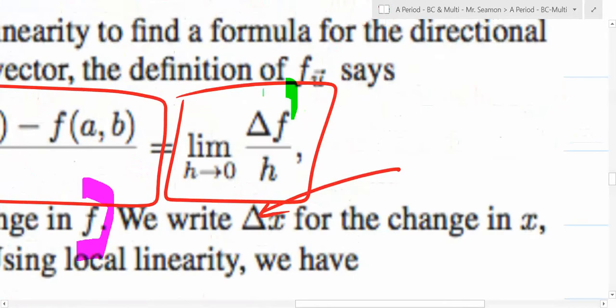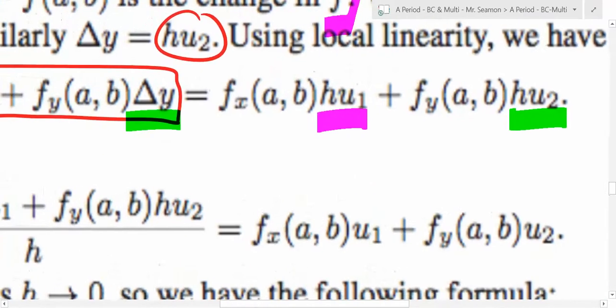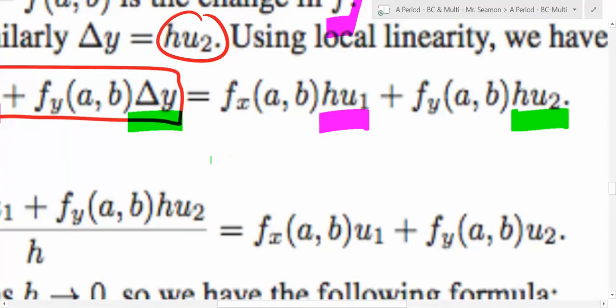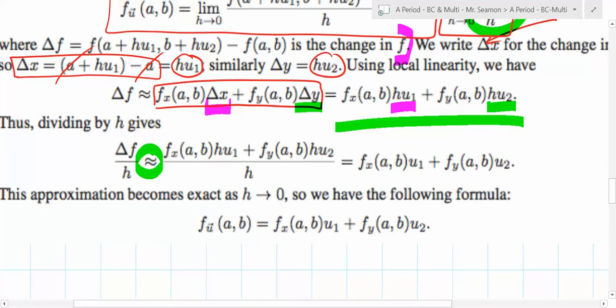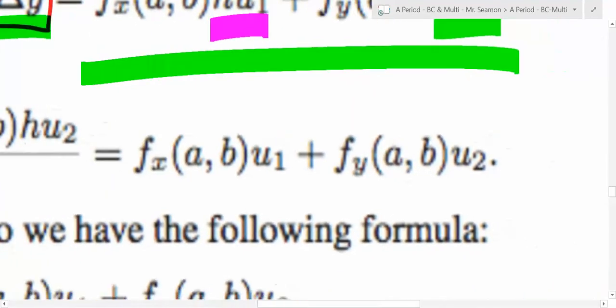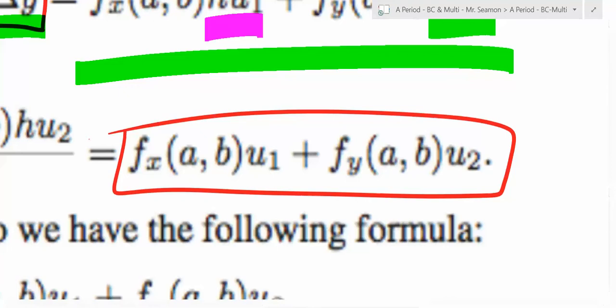So here's the thing. We had this statement right here, but we knew that the instantaneous rate of change was delta f over h. We now have a way of writing delta f, which is this thing. What cancels? The h. It's an approximation, so we now know that the directional derivative is approximated by this. But as h goes to 0, it is the derivative at that point, the rate of change at that point.